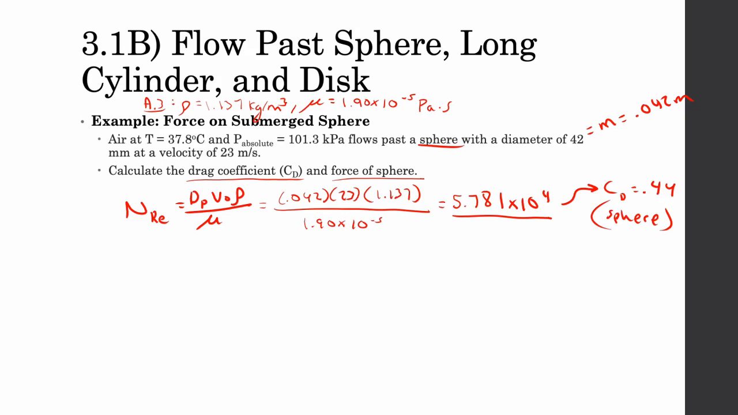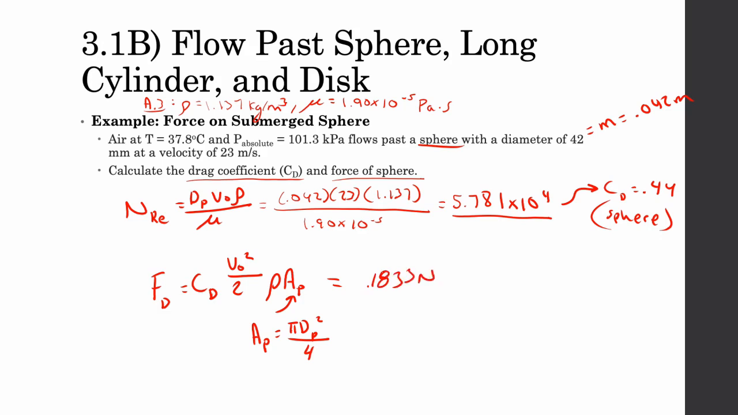So we can get that from the chart, and then we can plug it into our force equation, which is basically from the drag coefficient. We rewrote it in terms of force. And then A_P, in terms of a sphere, is pi d_p squared over 4. Plug in the values. I think you can plug in the values from here. We should get a total force of 0.1833 newtons.